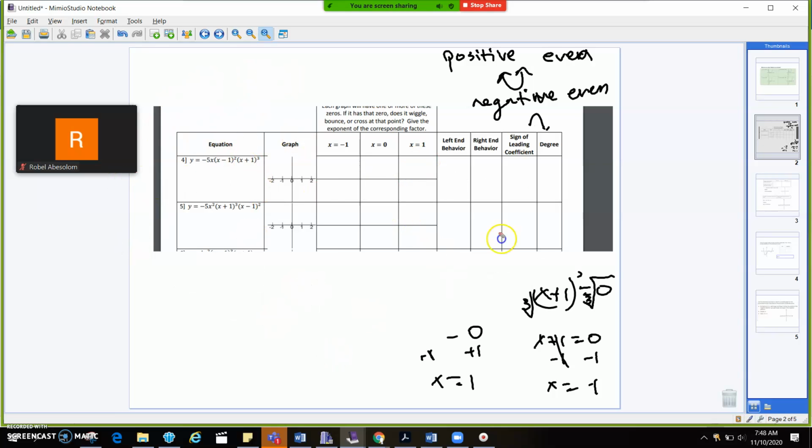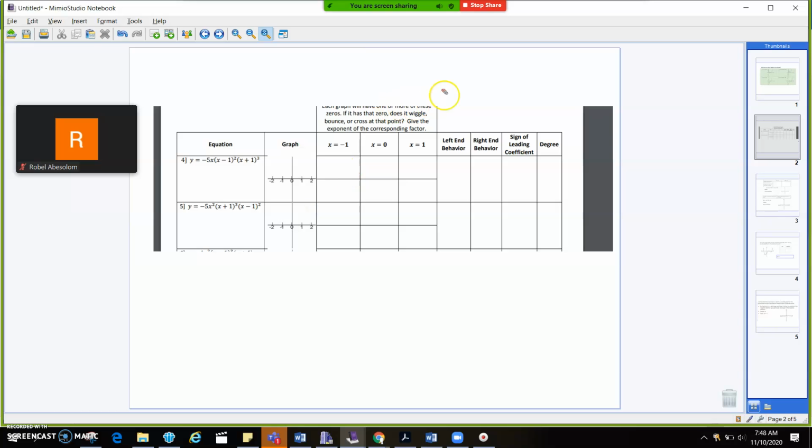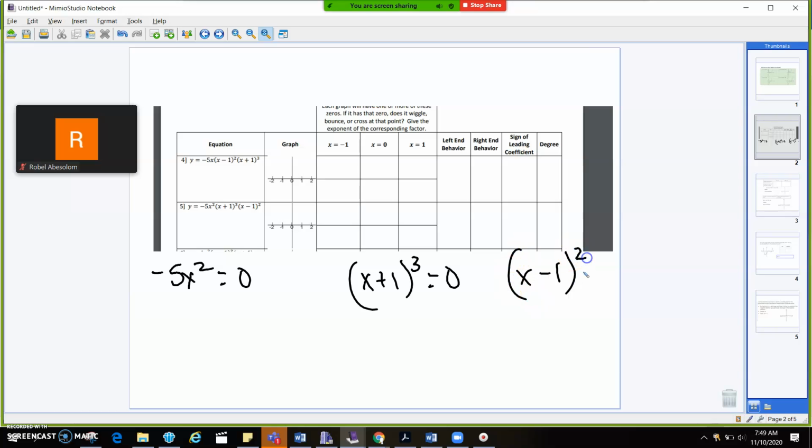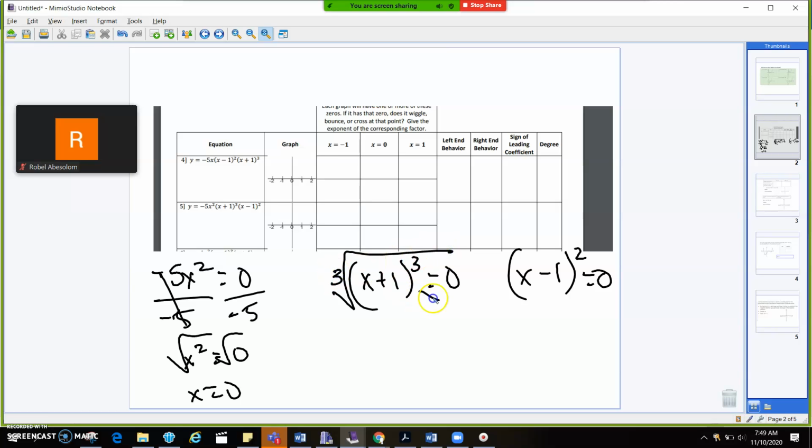Alright, so now on the next one, you're going to use that same process. So you've got negative 5x squared equals 0. You've got x plus 1 raised to the third equals 0. And x minus 1 squared equals 0. And then you're going to solve. Subtract 1 from both sides. x equals negative 1.